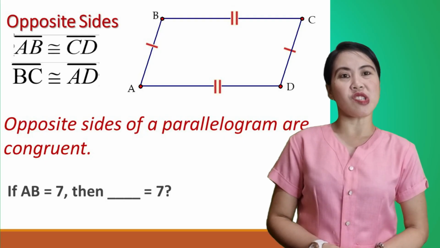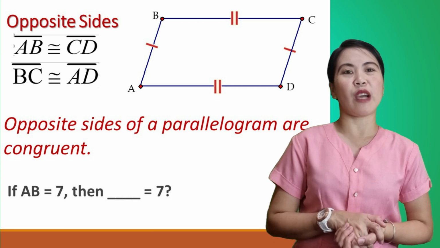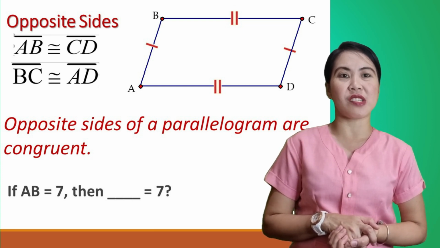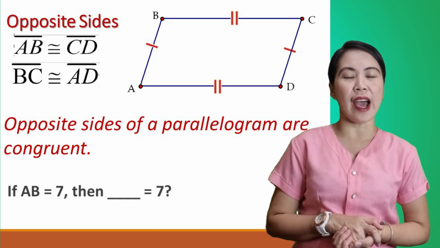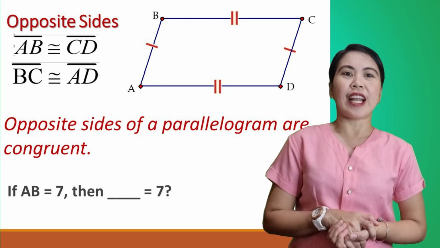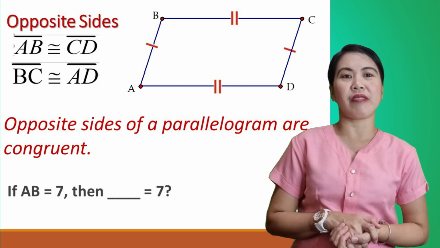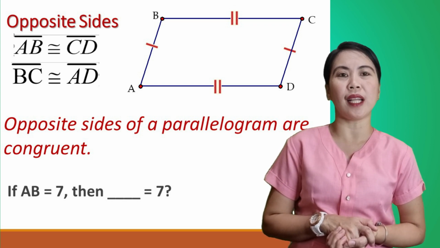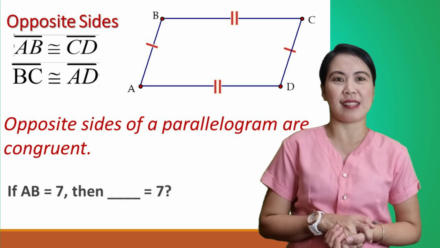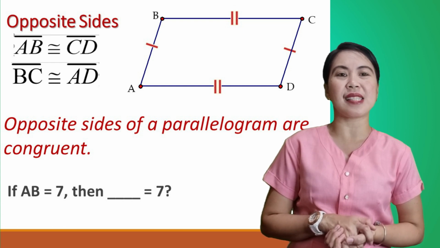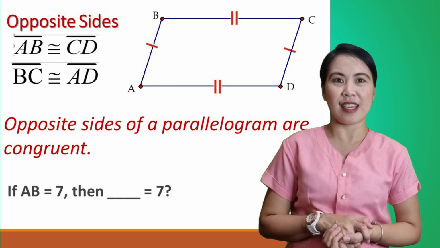The first condition that determines that a quadrilateral is a parallelogram: the first condition is opposite sides of a parallelogram are congruent. Class, when you say congruent, they are of the same measure. They have equal measurements. So let us consider parallelogram ABCD.